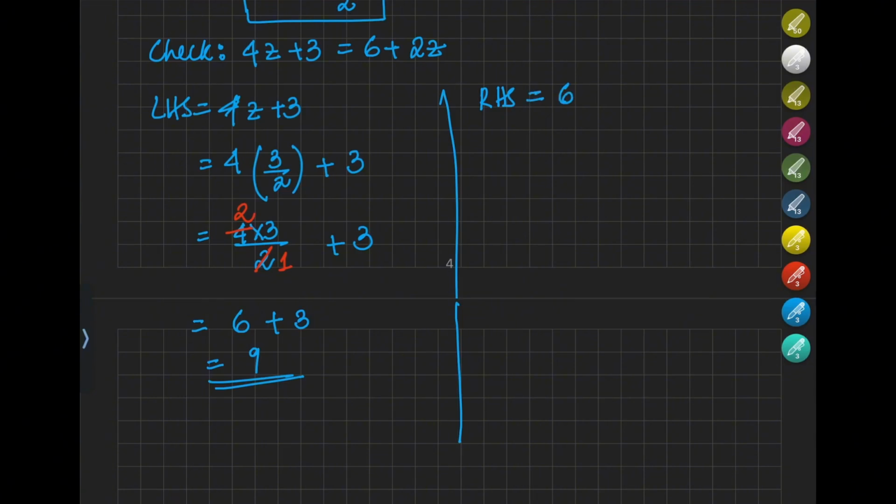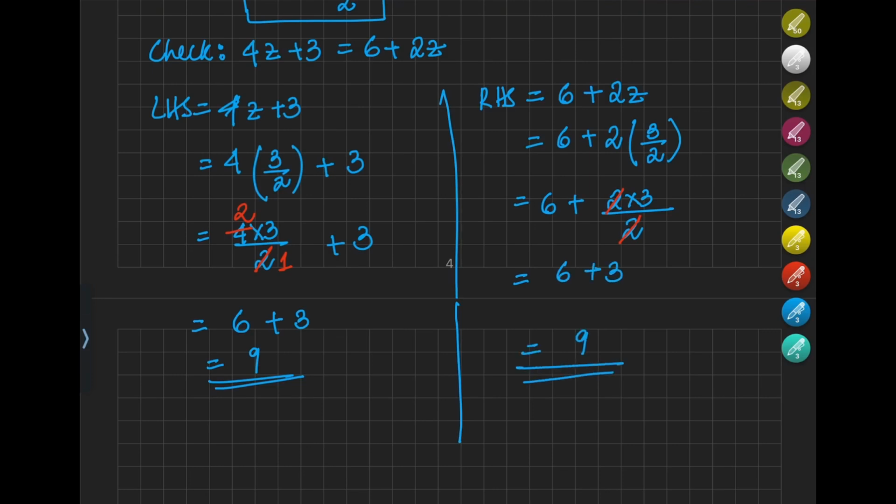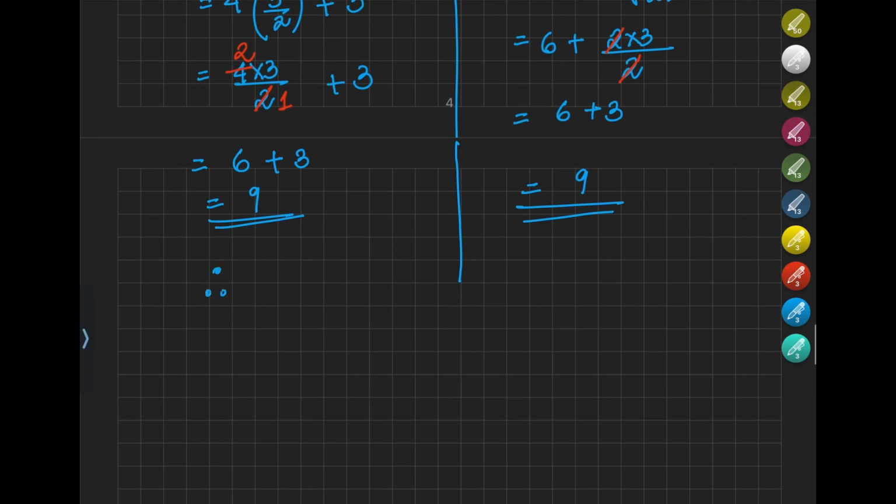Let's put the value for the RHS, which is 6 plus 2z. So 6 plus, in place of z we write 3 by 2. So 6 plus 2 into 3 by 2. The 2s cancel. So we have 6 plus 3, and 6 plus 3 is equal to 9. Now what do we see again? We see that the left hand side and the right hand side are equal, hence the solution that we did is correct.